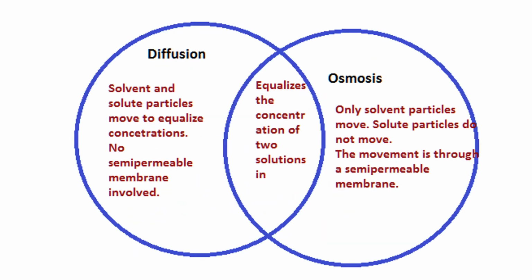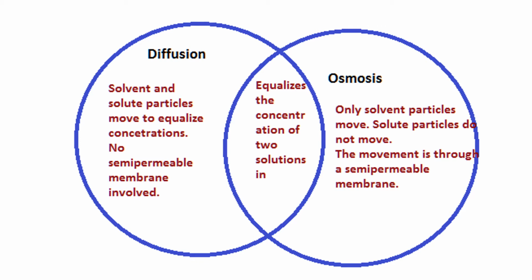Then what is the difference between diffusion and osmosis? Both processes equalize the concentrations of the two solutions. In diffusion, solvent and solute particles move to equalize the concentration. But in the case of osmosis, only solvent particles move. Solute particles do not move.